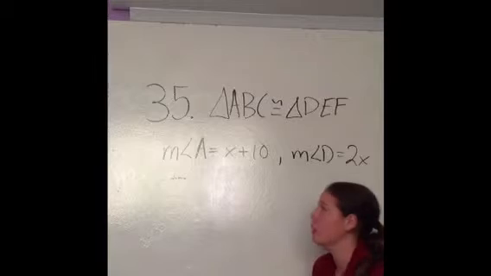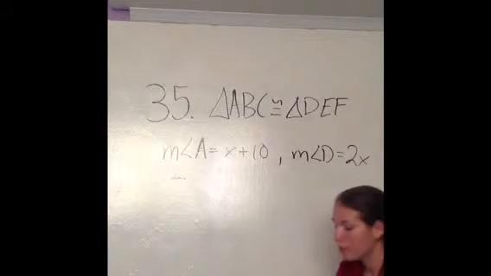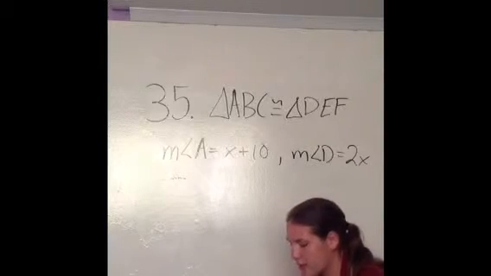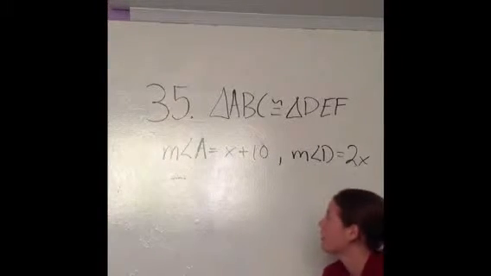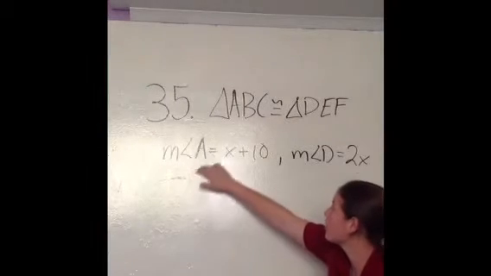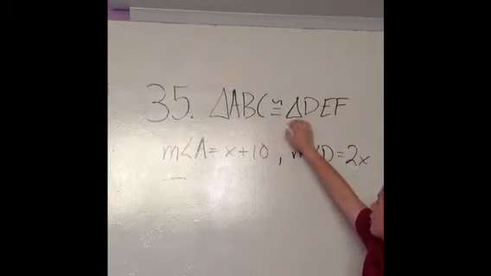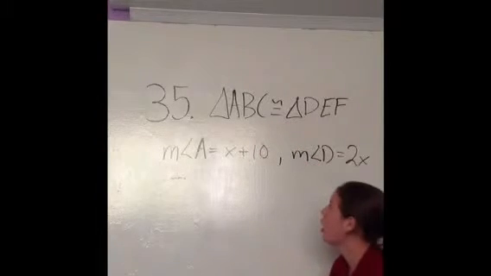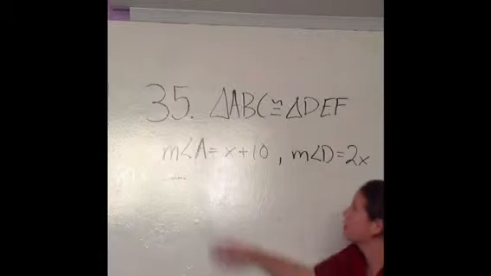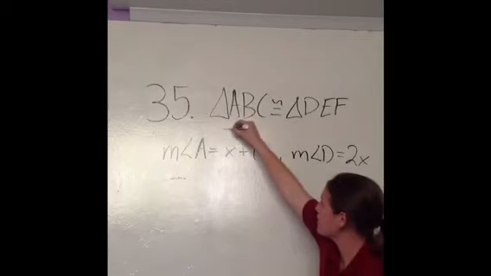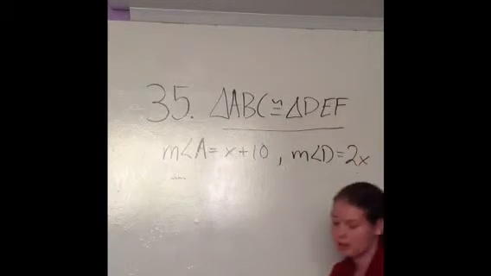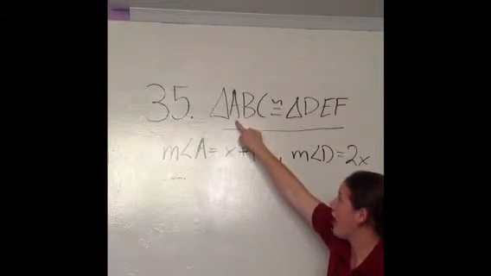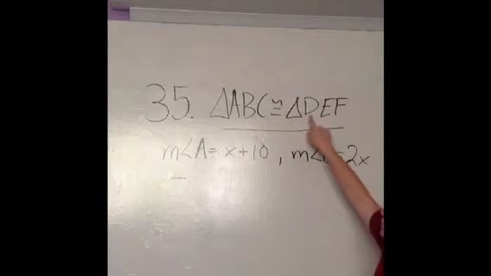The next problem we will be doing is problem number 35. Problem 35 is asking, find the measures of the given angles or the lengths of the given sides. So, we are trying to find the given angles of triangle ABC and triangle DEF. Now, these triangles are given that they are congruent. So, as a congruence statement, this is a congruent statement. The congruent statement tells us that angle A should be congruent to angle D.